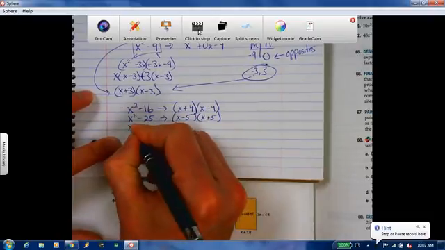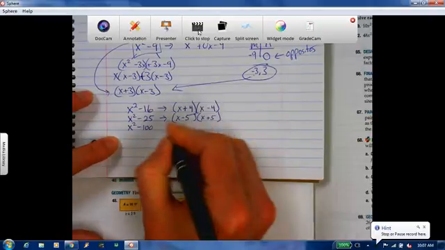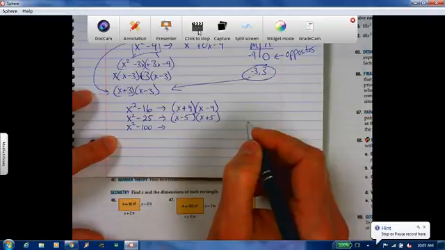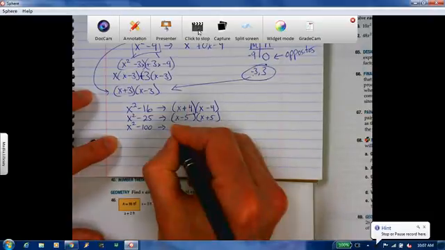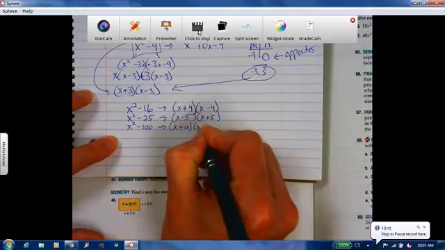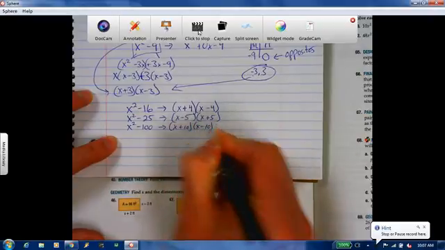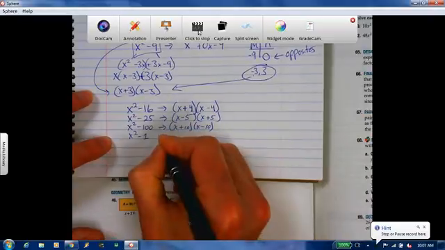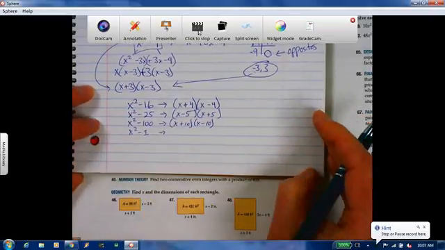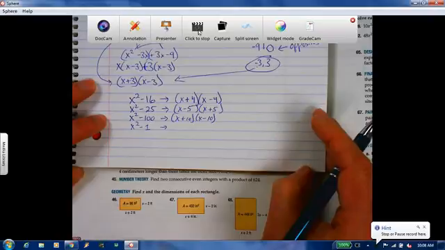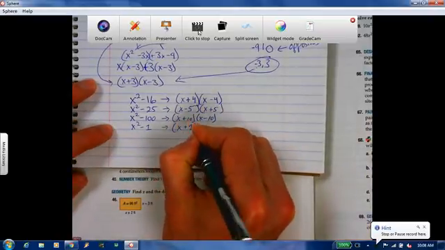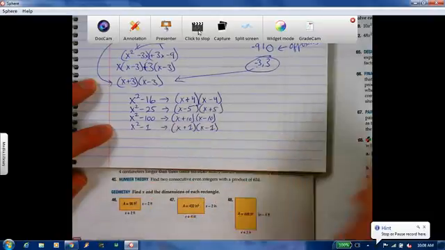X squared minus 100. 10. Notice you're taking square roots. That's what you're doing here, it's just taking the square root of this. So x plus 10, x minus 10. X squared minus 1. What's the square root of 1? 1. X plus 1, x minus 1. Okay.